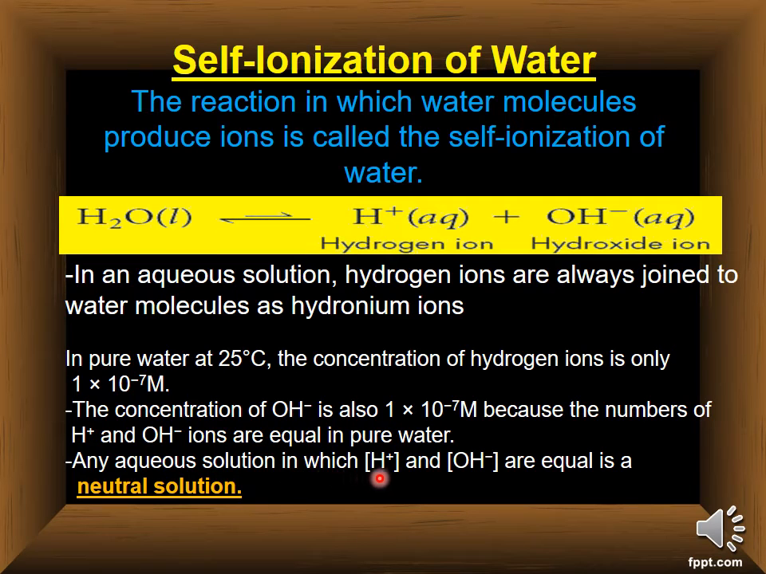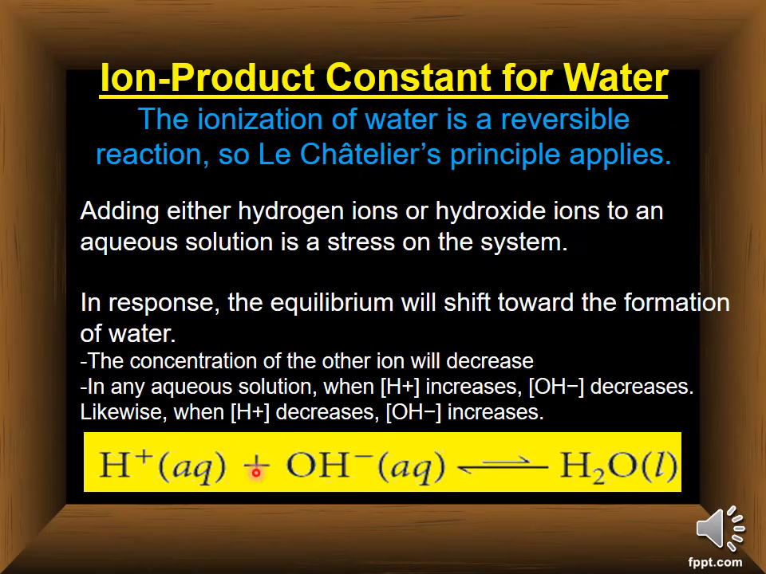So any aqueous solution in which H positive ion and OH negative ion are equal is called neutral. Got it? So how can we say that this is a neutral solution or neutral water? That H positive ion and OH negative ion are always equal. If both are equal, then it is neutral. Remember. So if the concentration of H positive ion equals OH negative ion in the solution, this solution is called a neutral solution. So what is the ionic product constant for water? The ionization of water is a reversible reaction.